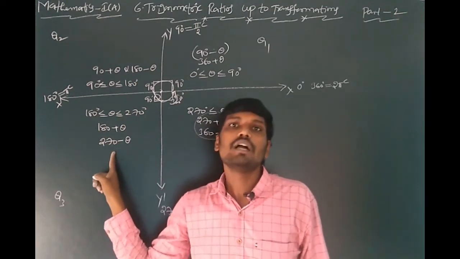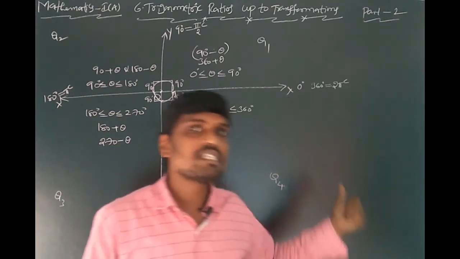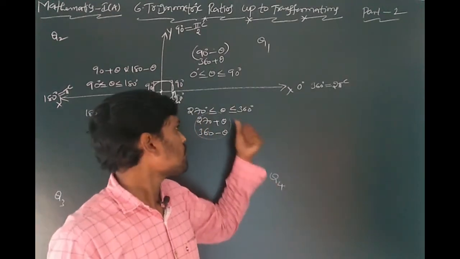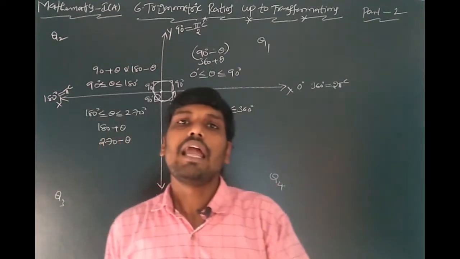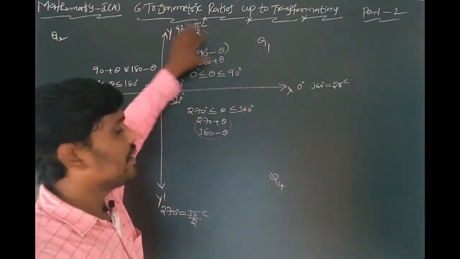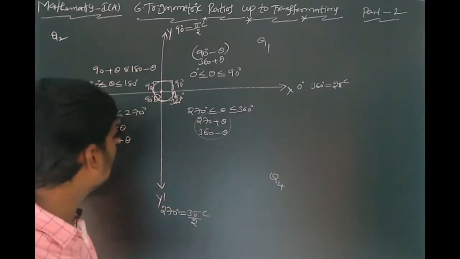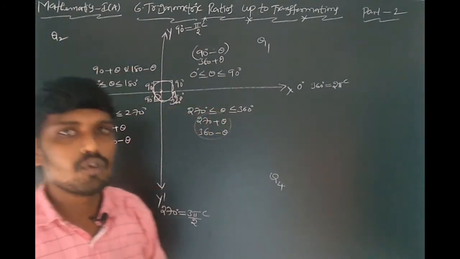180 plus theta and 270 minus theta lie in the third quadrant. 270 plus theta and 360 minus theta lie in the fourth quadrant. After that, this is the first quadrant, this is the second, this is the third, and this is the fourth quadrant.